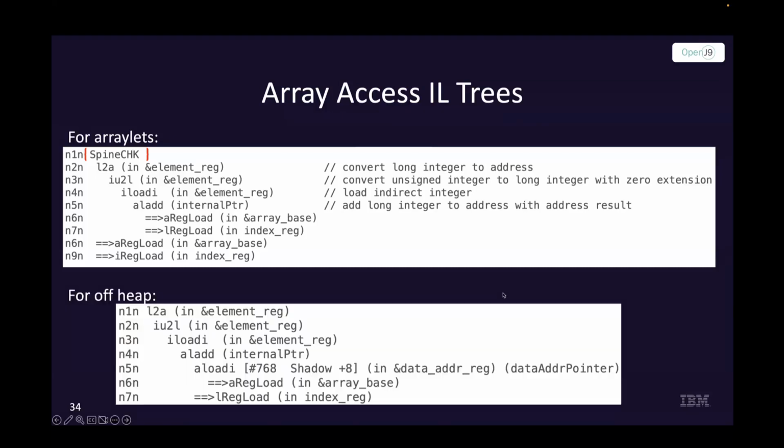And for comparison, these are the IL trees that are generated for array access for off-heap. As you can see, no special instructions are needed. We simply load the data address pointer from the array header, that's at this offset, and use that for our calculations. So that takes us to the difference between the two. For spine checks, we use the array object as the base of our calculations to get to the element. However, for off-heap, we use the data address pointer as the base of our calculations to get to the array element.